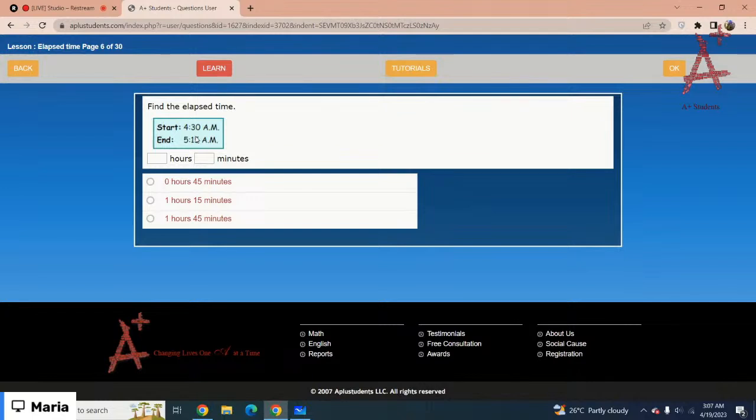Okay, 4:30 to 5:15 a.m. Which is the correct option? From 4:30 till 5 it would be 30 minutes, and 15 minutes more makes 45 minutes. Option number one is the correct option. You have 0 hours and 45 minutes.